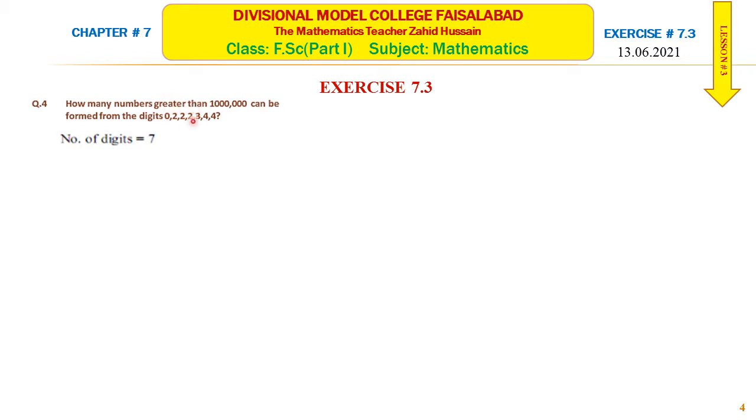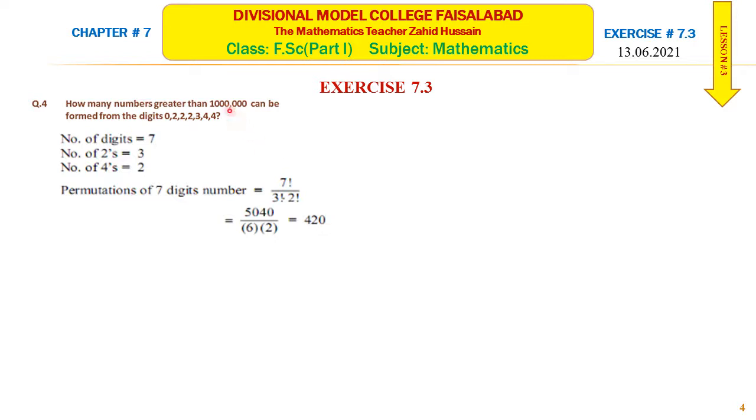There are 7 digits, and these 7 digits make a number which is greater than 10 lakh. Number of twos here is 3 and number of fours is 2. So the number of permutations of 7 digit numbers is 7 factorial over 3 factorial into 2 factorial. Calculate this and get the answer, which is 420.